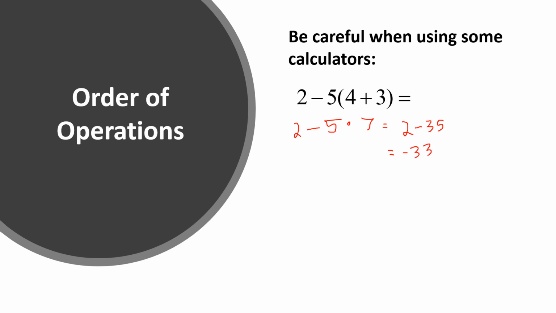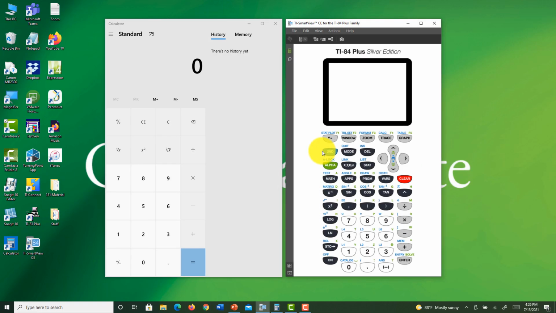Now let's check this on our two calculators. Using the scientific calculator, we want to take 2 minus 5 parenthesis 4 plus 3 close parenthesis. This calculator will understand do parentheses, then multiply, then subtract. Hit enter and we get negative 33. That's what we got. If we do this on the standard calculator, if we take 2 minus 5, then we times that by 4 plus 3, we get a totally different answer.